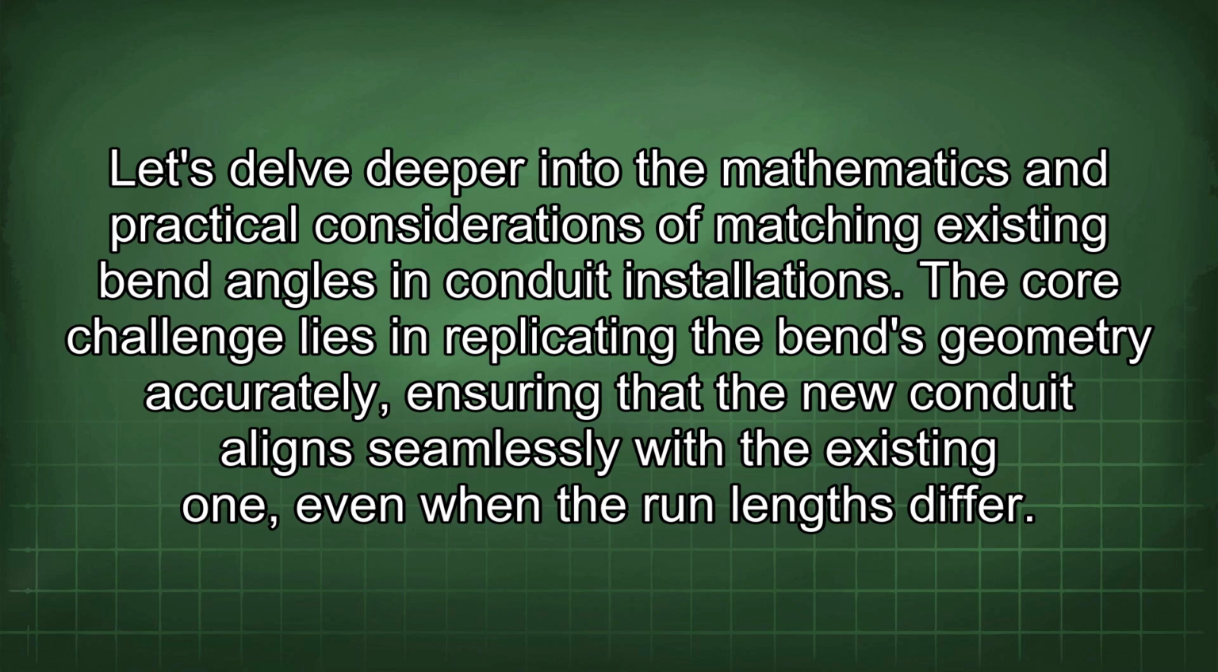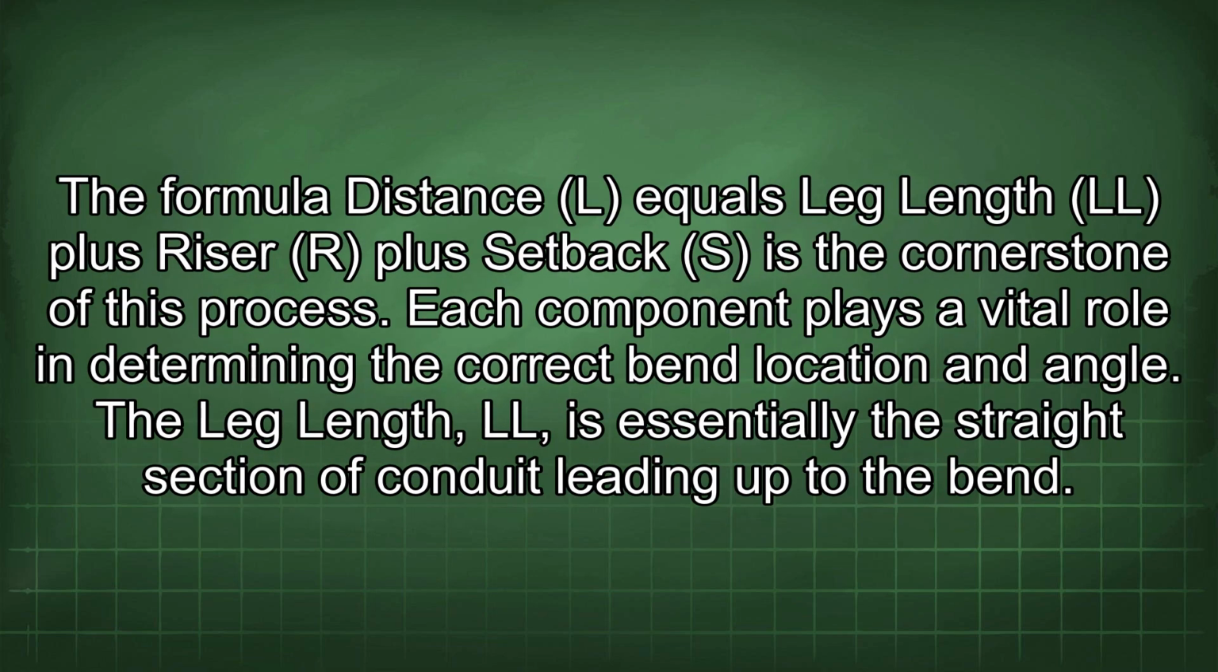Let's delve deeper into the mathematics and practical considerations of matching existing bend angles in conduit installations. The core challenge lies in replicating the bend's geometry accurately, ensuring that the new conduit aligns seamlessly with the existing one, even when the run lengths differ. The formula distance L equals leg length LL plus riser R plus setback S is the cornerstone of this process. Each component plays a vital role in determining the correct bend location and angle.